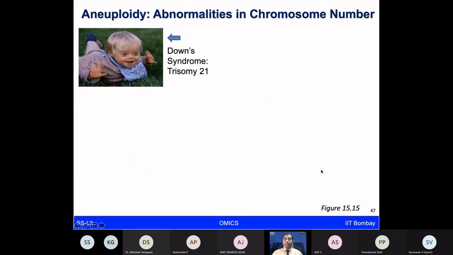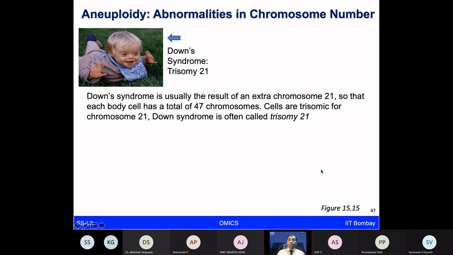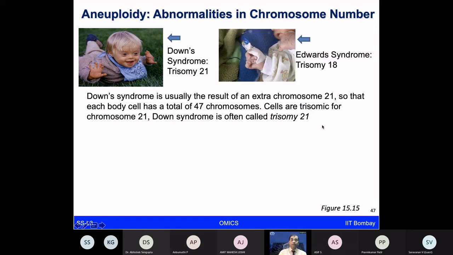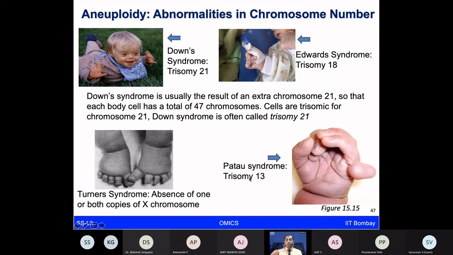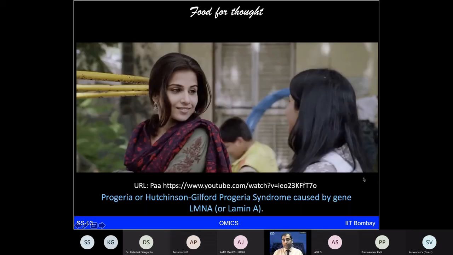Sometimes we also see, among the 23 pairs of chromosomes, that some chromosomes show more than 2 copies, like in Down syndrome. The 21st chromosome has 3 copies, and therefore we see this child who is not normal. Edwards syndrome is also a trisomy, with 3 copies of chromosome 18. In Turner syndrome, we have absence of one or both copies of the X chromosome. Patau's disease is a trisomy of the 13th chromosome, meaning 3 copies of the 13th chromosome. These are practical situations where we do see these individuals. If a genetic test had been done, probably it could easily have been decoded what problem they have.